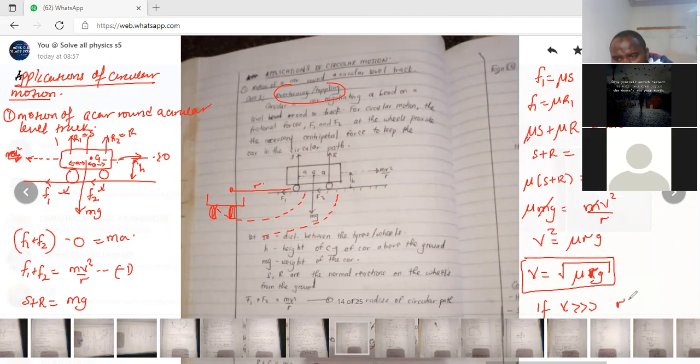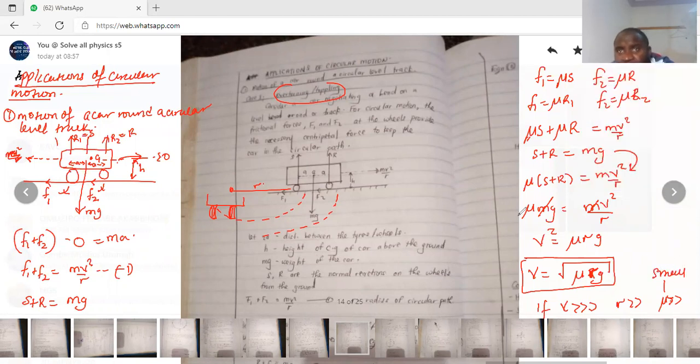If the radius is also very big, yeah. If also mu is very big. When mu is very big, it means the road is very... No, when mu is very small. When mu is very small, it means the road is very slippery. So if the road is slippery and you have a very high speed and a very sharp corner, then the car is likely to overturn. A very sharp corner means R is small.